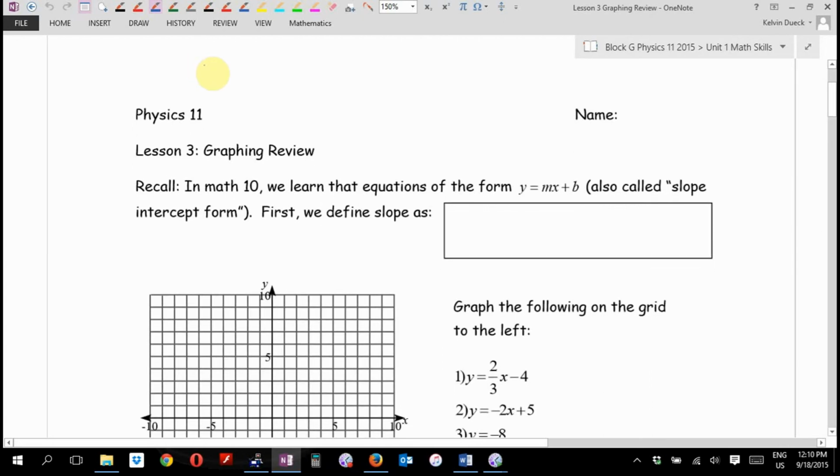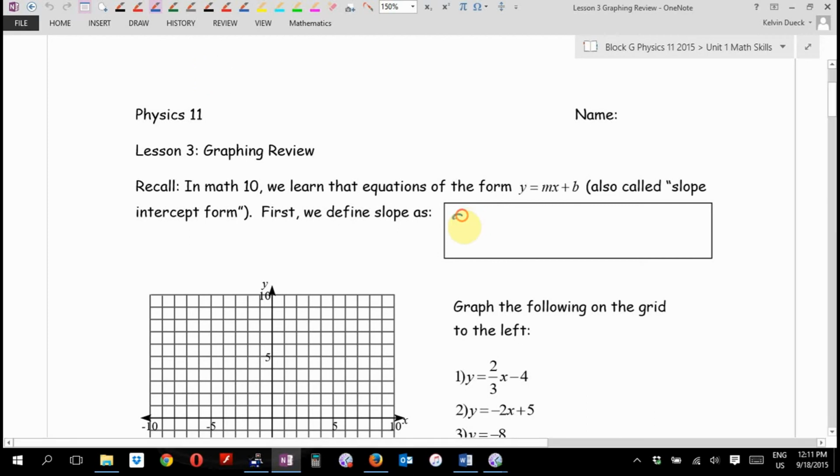Recall, I wrote, in Math 10, you learned that equations of the form y equals mx plus b are called slope-intercept form. And by the way, they're rulers, they're not swords, they're not helicopters. Don't poke your eyes out or I'll make you wear safety goggles, so back focus here. In other words, put them down.